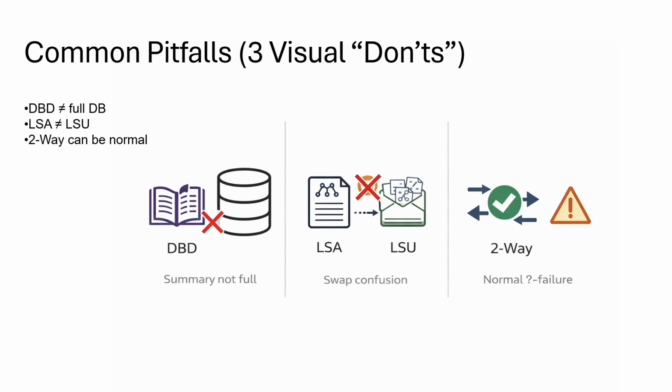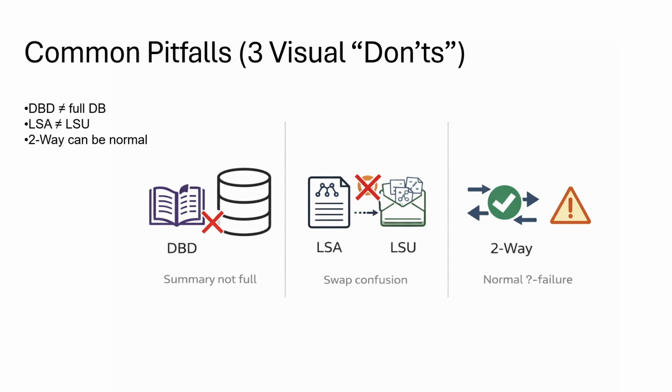Now, these are the traps that most people fall into. 1. Thinking DBD packets contain the full LSDB. They don't. DBD is a summary, a table of contents. The detailed topology entries, LSAs, come in LSUs. 2. Confusing LSA with LSU. LSA is the content and LSU is the packet used to send the LSAs.